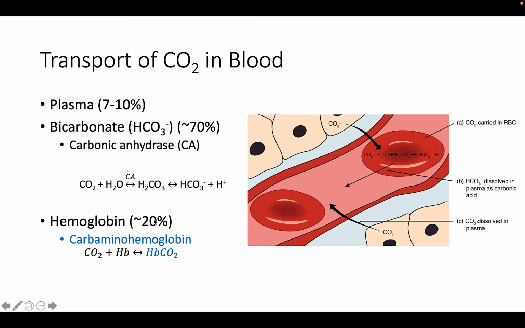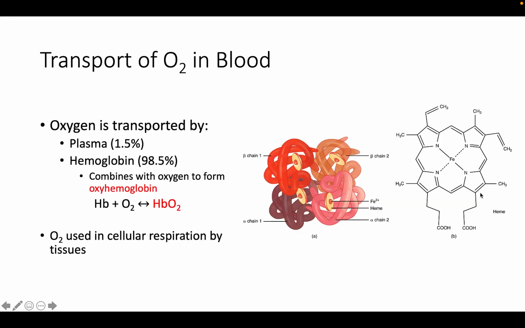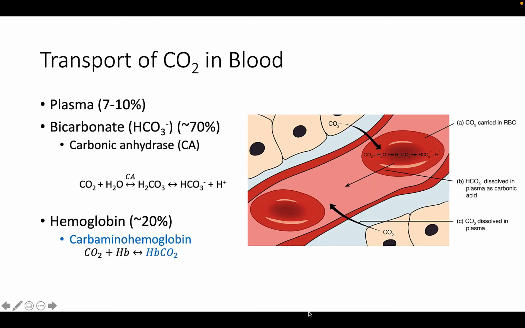Lastly, about 20% of carbon dioxide is bound by hemoglobin and transported to the lungs this way. It does not bind to iron as oxygen does. Instead, carbon dioxide binds amino acid moieties on the globin portions of hemoglobin to form carbaminohemoglobin. So I'm going to go back one slide real quick here. This is the heme portion, this little guy here. These are the globin portions, alpha chain, beta chain. This is where carbon dioxide binds rather than the heme itself. Let me go back now.